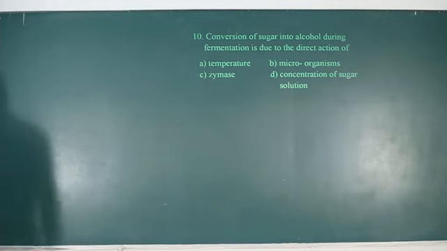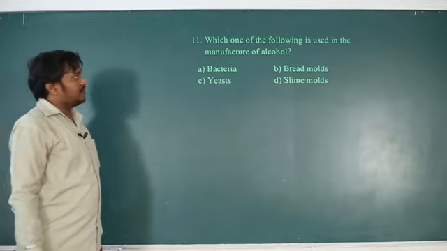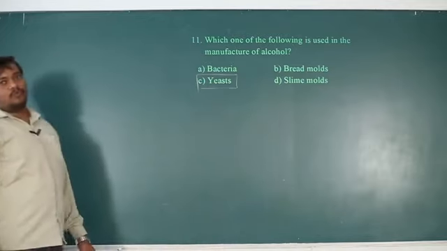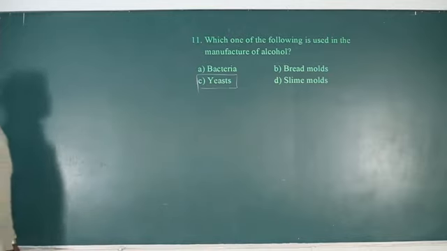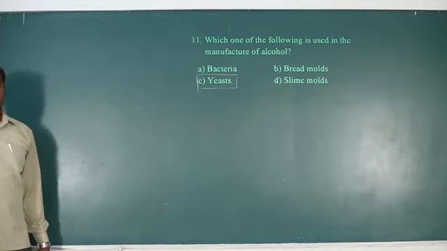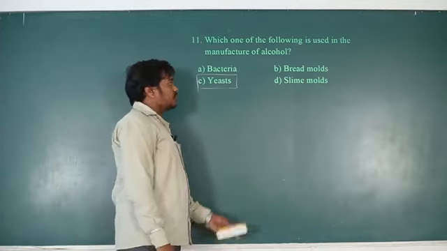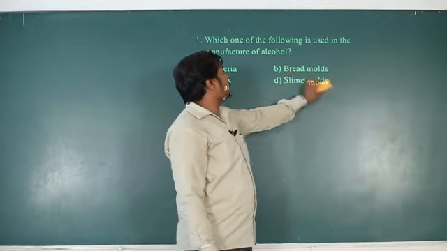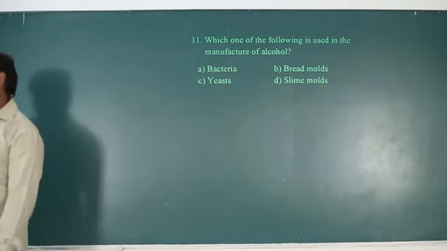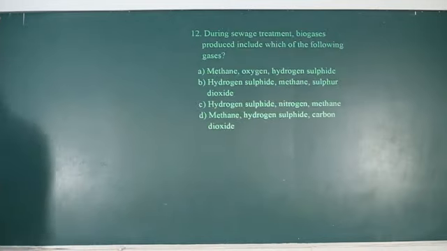Okay, so which of the following is used in the manufacture of alcohol? As already told, yeast. Yeast is most preferred, that's why it is called brewer's yeast. It is called baker's yeast as well as brewer's yeast. The brewing industry, the alcohol producing industry, prefers yeast, because it contains zymase and can produce more alcohol. Next, come to question number 12.